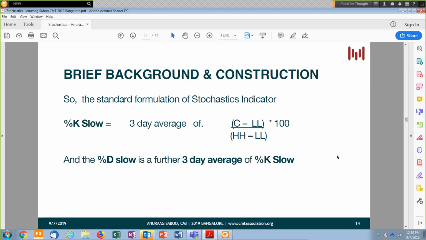So your stochastic indicator, as you will see on the chart, will appear as a 2-line indicator. The first line, which is the faster line, will be percentage K slow, and the slower line, which you see, is called percentage D. So you have percentage K and percentage D for every stochastic.